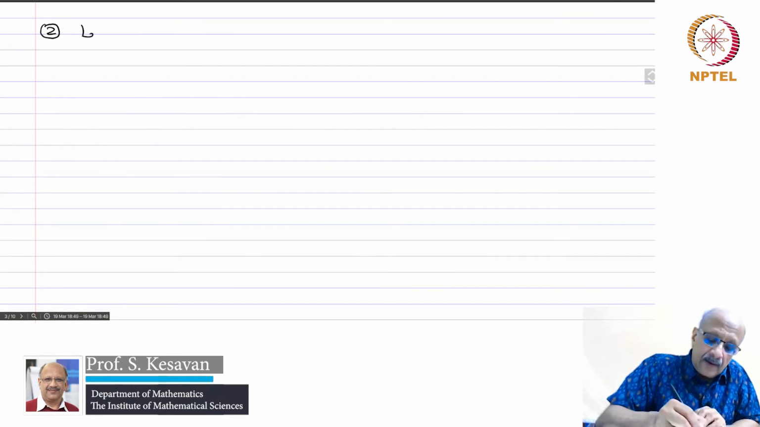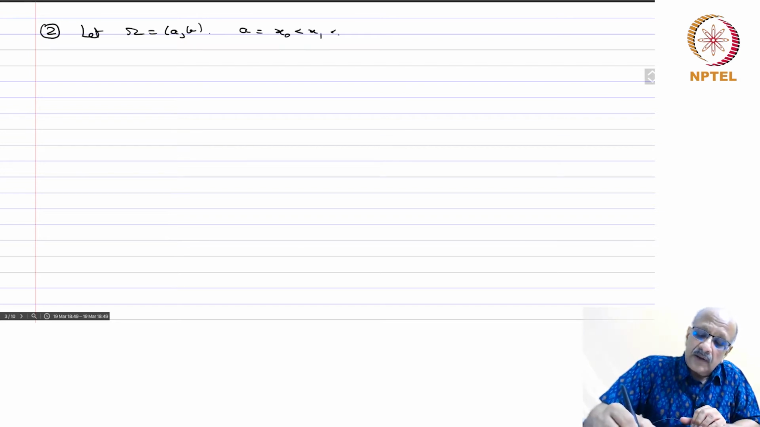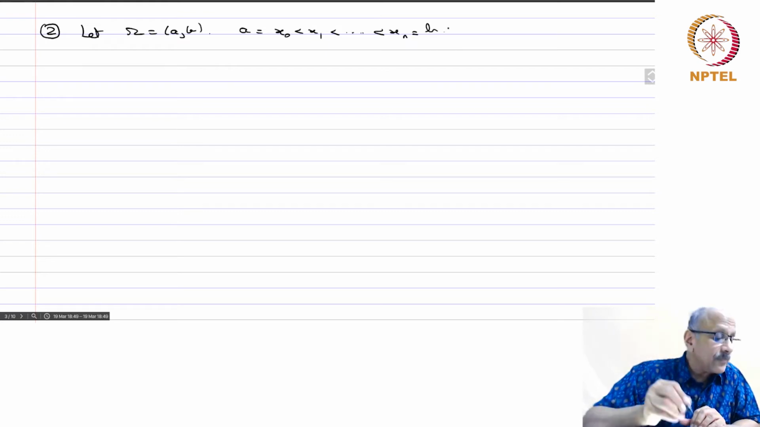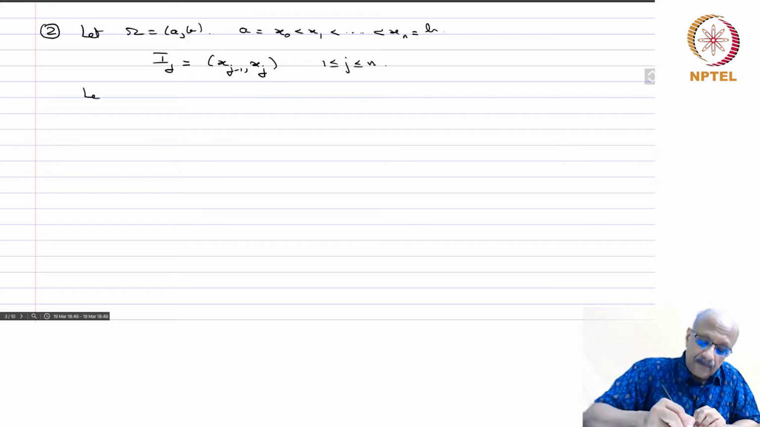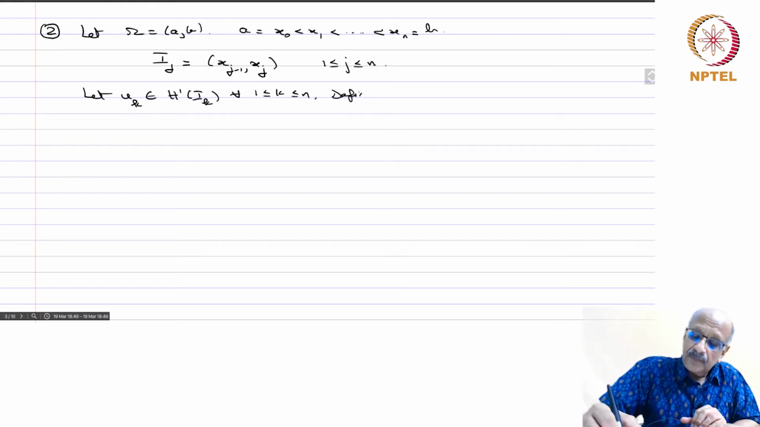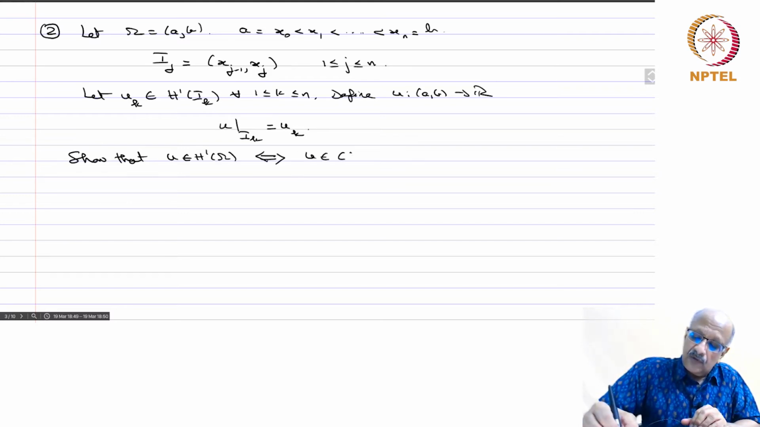Let omega equal the open interval (a, b), and let a equal x0 less than x1 less than and so on less than xn equal to b, and set Ij to be the interval (x_{j-1}, x_j), for 1 less than or equal to j less than or equal to n. Let uk belong to H1 of Ik for all k, 1 less than or equal to k less than or equal to n. Define u from (a, b) to R with u restricted to Ik equal to uk. Then show that u belongs to H1 of omega if and only if u belongs to C of omega bar.